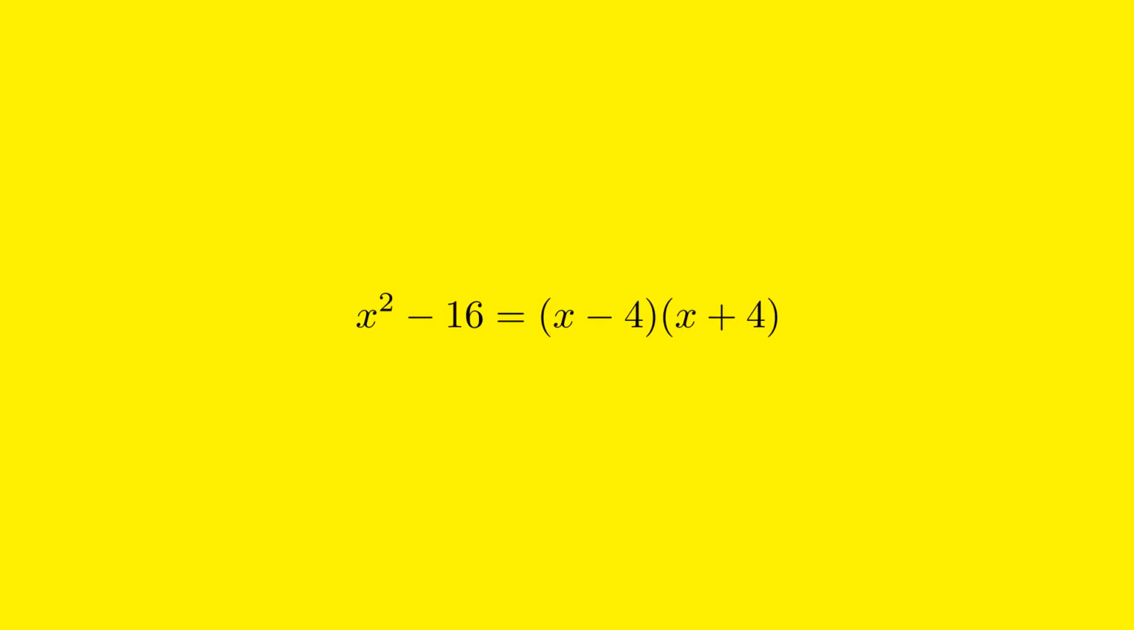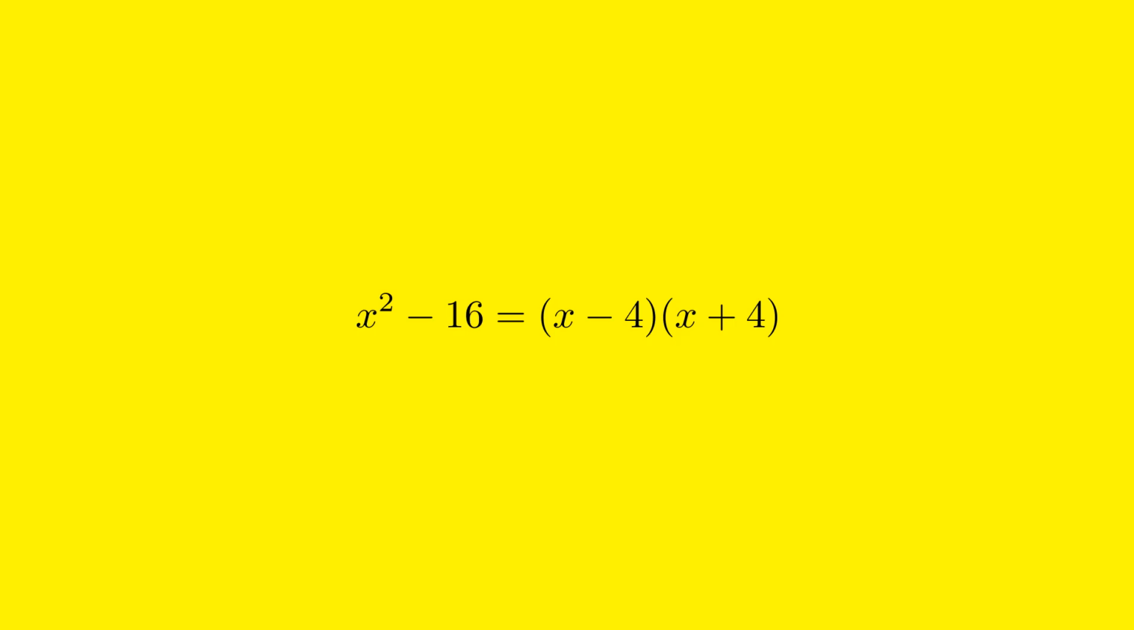We start with the equation x squared minus 16. This appears to represent a difference of two squares, namely x squared and 16. A difference of squares can always be factored into the product of two binomials, in the form first term minus second term times first term plus second term. We can confirm this is the case by examining our equation more closely.